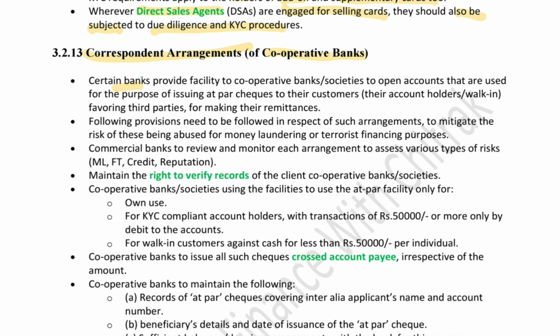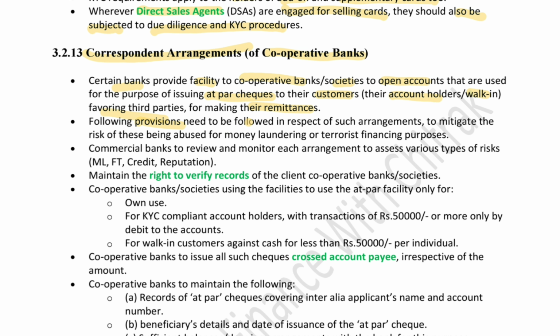Some banks provide a facility to cooperative banks or societies to open accounts, which is used for the purpose of issuing at-par checks to their customers, that is the account holders or working customers of the cooperative banks, which favors third parties for making their remittances. Certain cooperative banks do not have the facility to provide checks. In that case, some banks provide the facility to those cooperative banks.